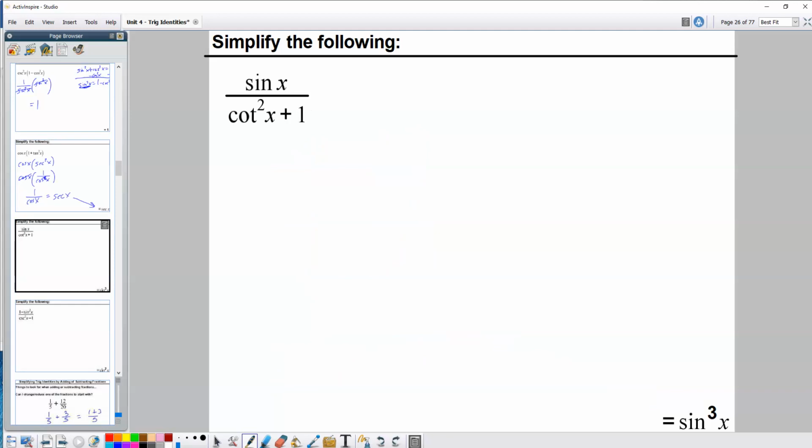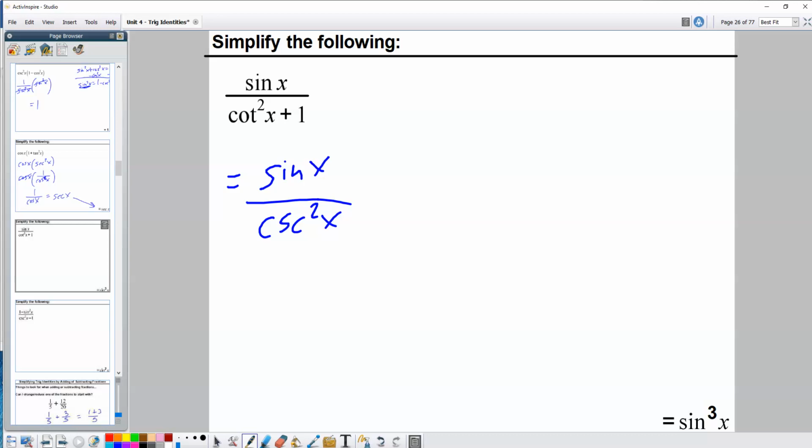All right, I got sine of x over cotangent squared of x plus 1. The first thing that I'm noticing is that cotangent squared of x plus 1. And when I look at my Pythagorean identities, I see that same thing. 1 plus cotangent squared of x equals cosecant squared of x. So this is equal to sine of x over cosecant squared of x.